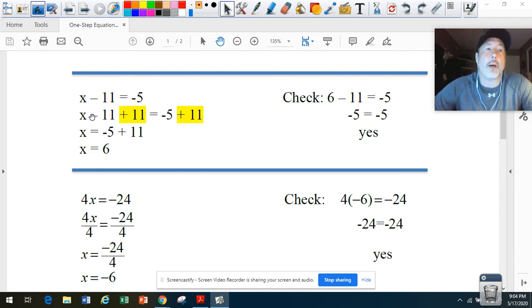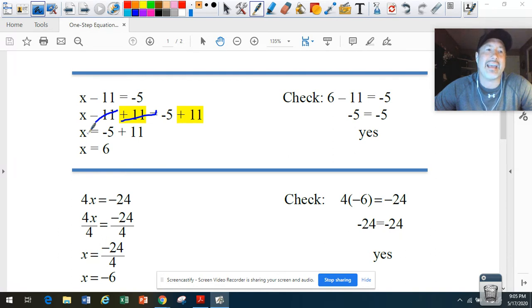So we know the opposite of subtracting 11 is adding 11. So we're going to add 11 to both sides because what I do to one side, I must do to the other. Very good, okay? So I add it to both sides here. Now, if we take a look here, negative 11 plus 11 is 0. So these cancel out. Clean up your garbage.